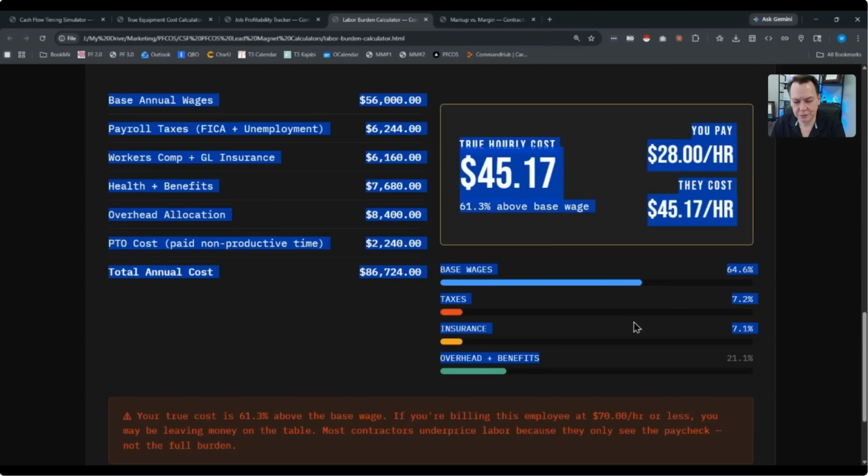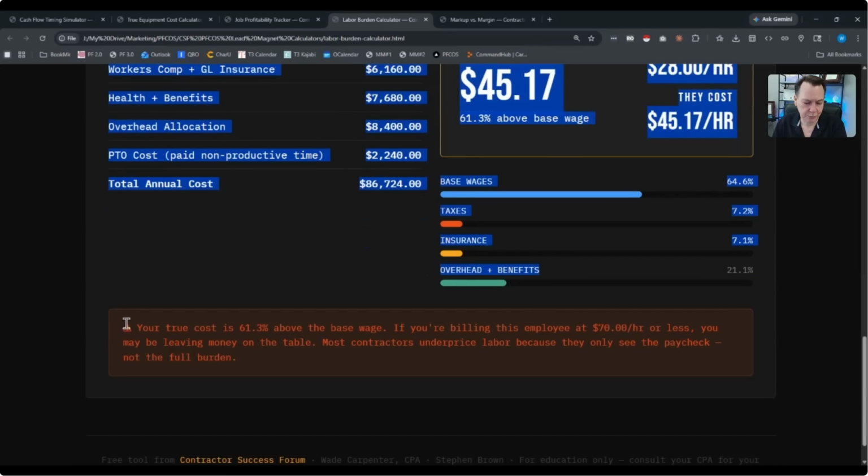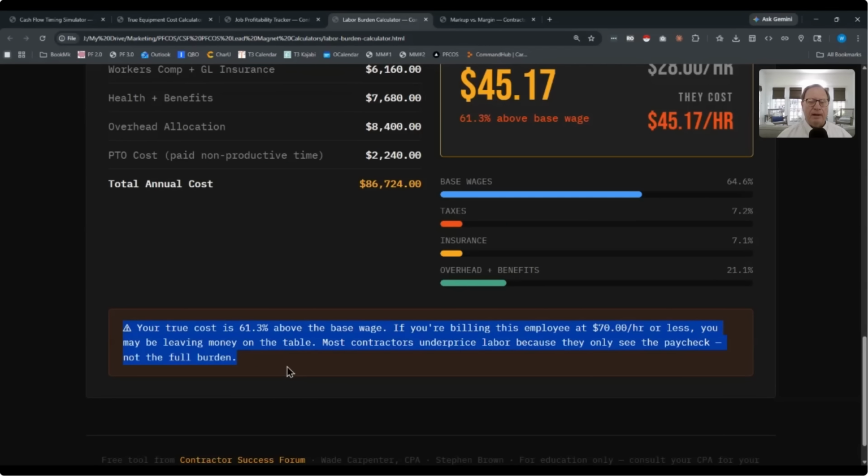We see people with cash flow problems, and I hate to say it, but they're not usually bidding with a high enough factor when they're factoring in labor. And you've got to mark up labor. That's part of hitting your profit margins, and you have to mark it up properly.